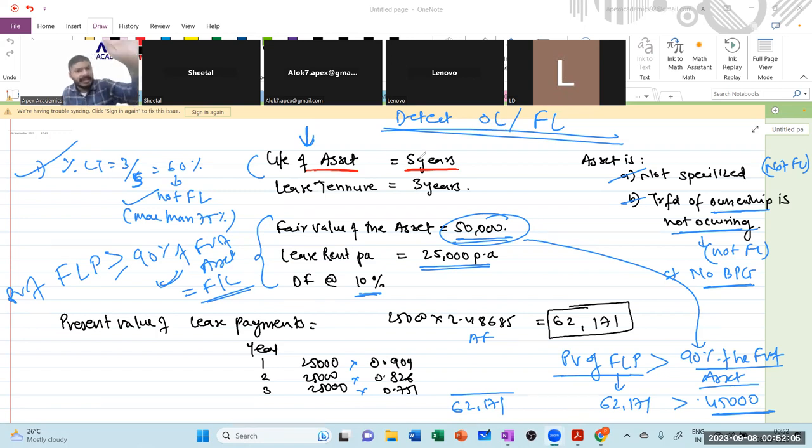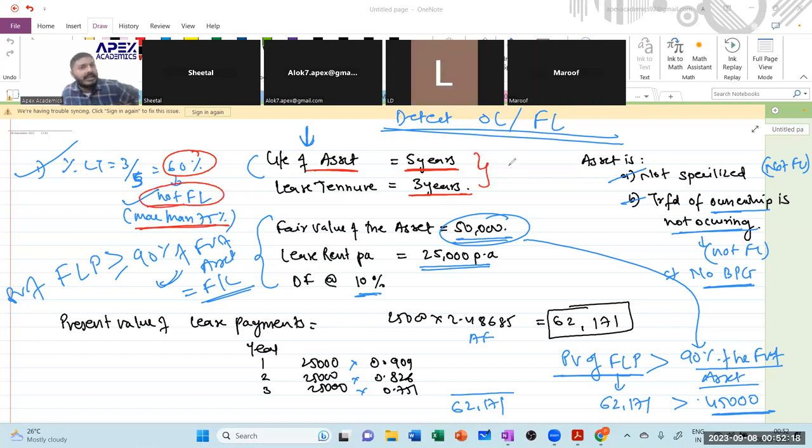Okay, for you I'm repeating, at least listen. Life of the asset is 5 years, lease tenure is 3 years. So the lease tenure is 60%, it is not more than 75%, so it is not a finance lease. From this, it looks like an operating lease. Fair value, I'll come to later. It is not specialized, transfer is not there, bargain purchase gain is not there. Because of all of this, it is not a finance lease.